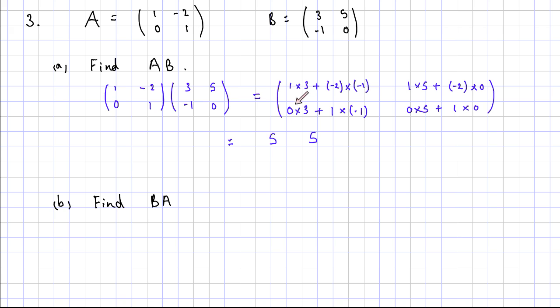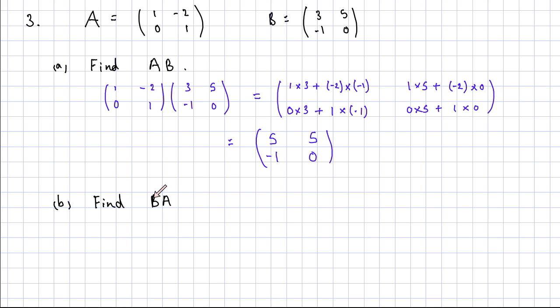We have 0 here, add -1, so it's going to be -1. And here we got 0, add 0, so it's 0. Okay, so our answer is 5, 5 minus 1, 0. Okay, now here we've got another one.